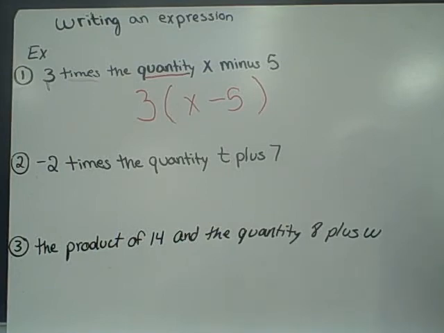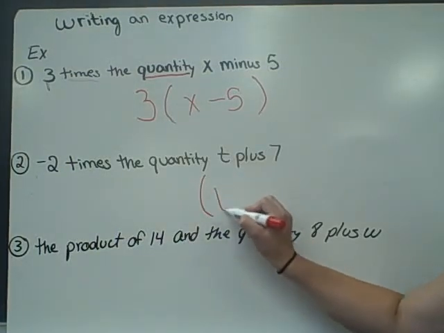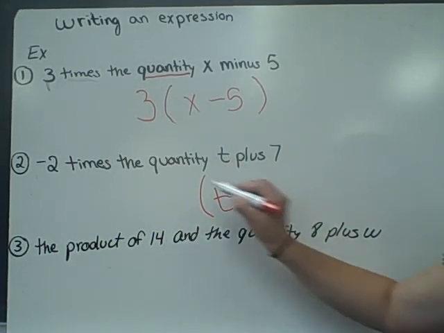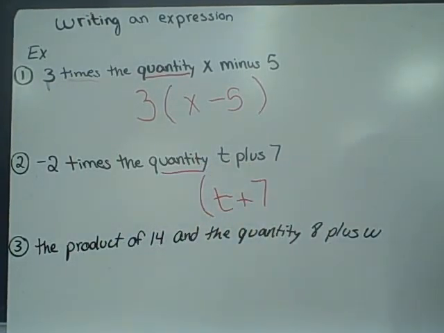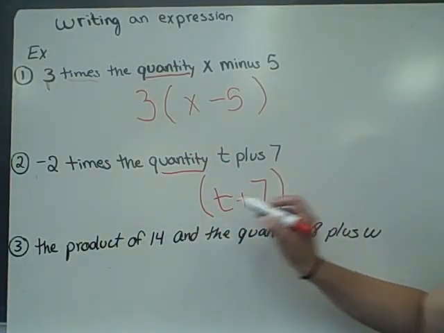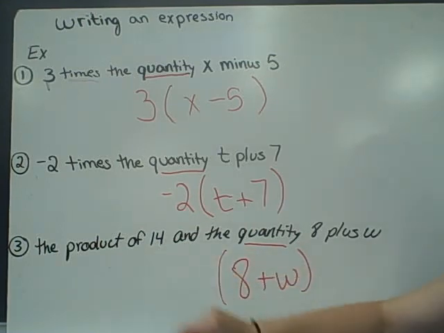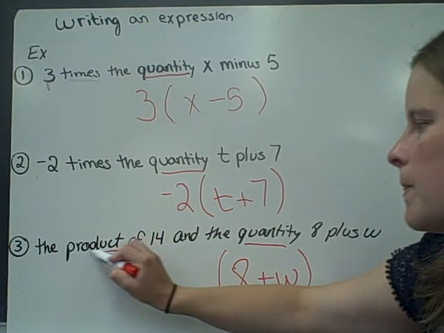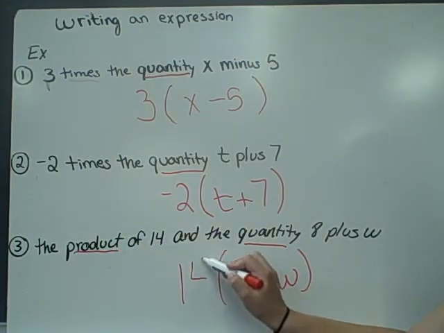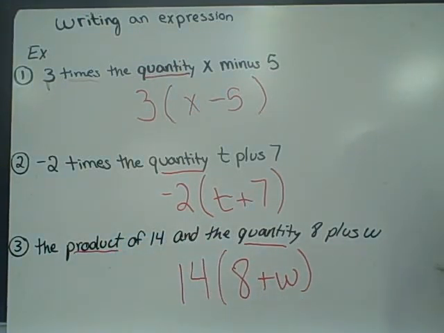Negative 2 times the quantity of t plus 7. Again, quantity is going to indicate we're going to need parentheses. And negative 2 times. The product of 14 and the quantity of 8 plus w. The product of 14. Product means multiplication. So we're going to multiply 14 times the quantity of 8 plus w.